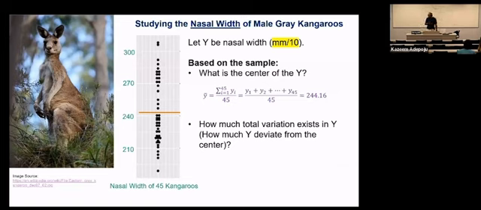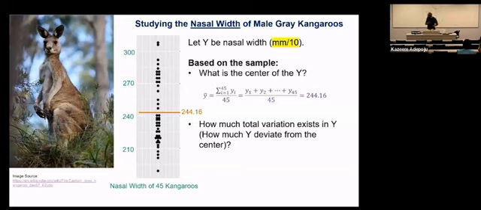I think you know that. The idea of the average comes in because of the fact that there are variations. There's going to be variations in measurement. You've got 45 kangaroos. Of course, you're going to have 45 different values. And that was why we said, how much total variation exists in Y? If I really want to know that, I can put that as how much Y deviates from the center. The center is the mean, and you basically want to know how far apart the mean is from the respective observation.